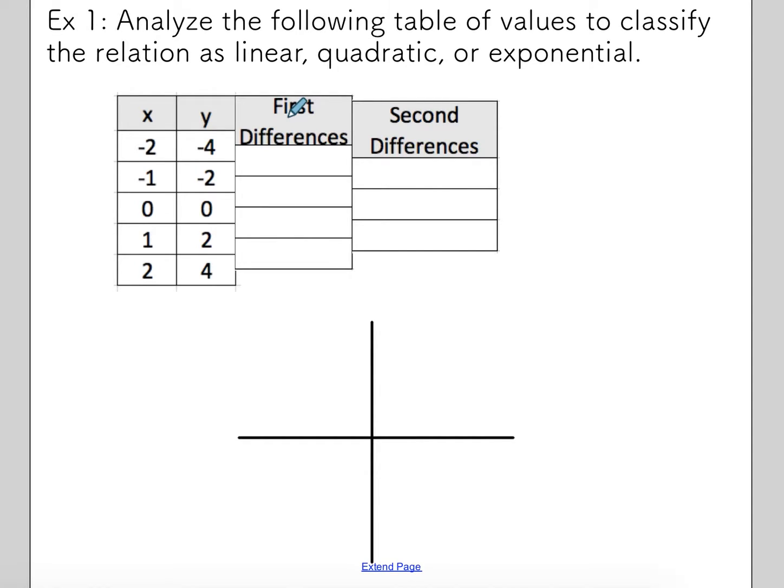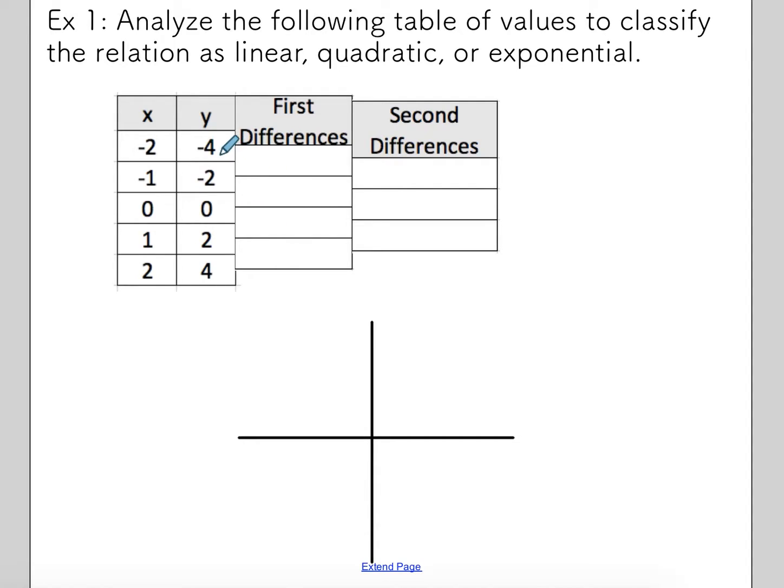All right, so the first example I want to look at here is asking me to analyze this table of values and classify this relation as either linear, quadratic, or exponential. The first thing I want to do is just take a look, and I can see that the x values are increasing by the same amount every time. I'm starting at -2, and I'm adding 1 each time. That's the first thing you've got to make sure, that your x values are constant. If they aren't, you can't really do this analysis.